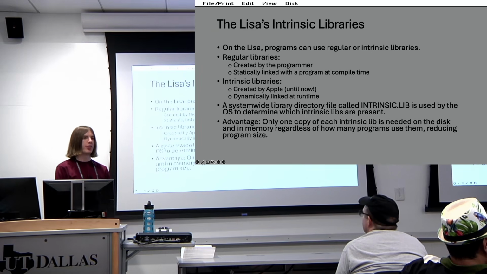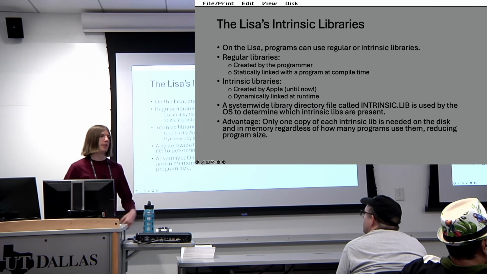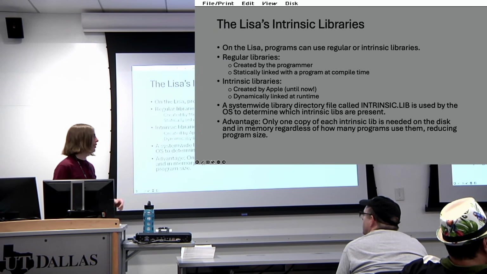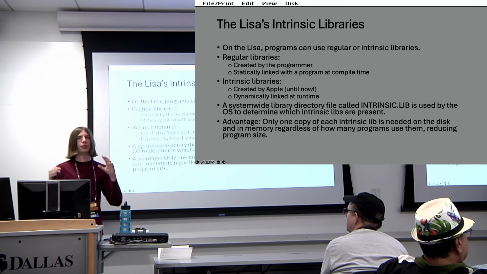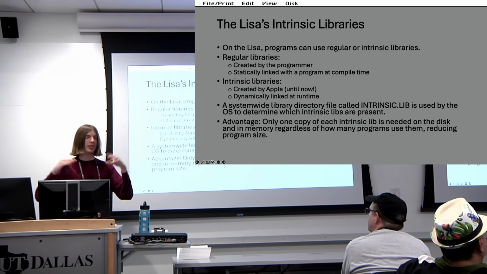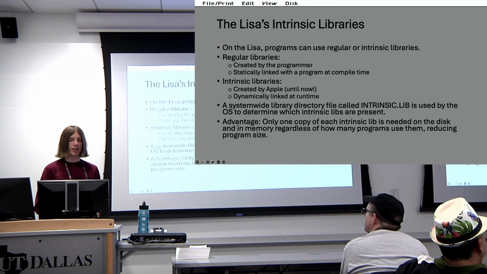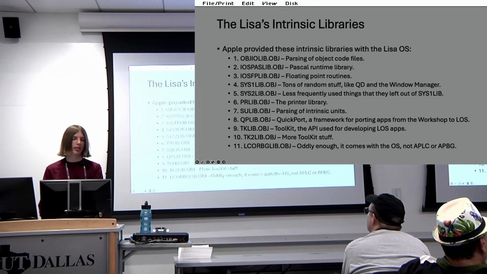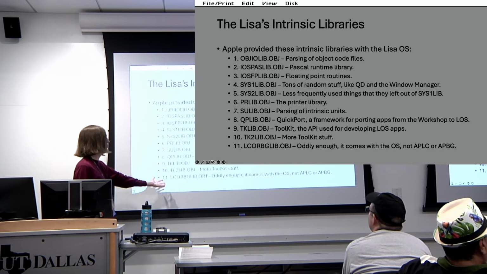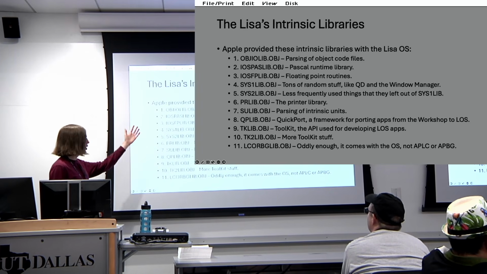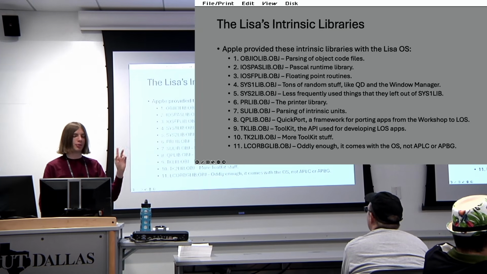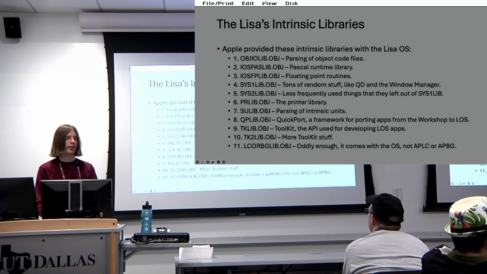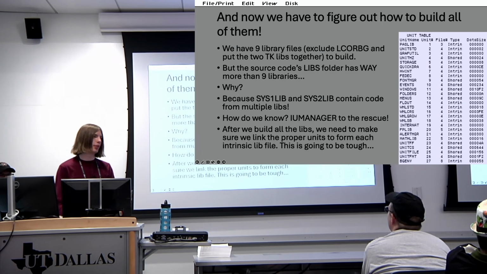All the intrinsic libraries stored on the system are entered into a directory file called intrinsic.lib that tells the OS where each library can be found, which ones are present to begin with, and what is contained inside each one. So we basically just need to generate all these. These are all the ones that are provided with the OS. I'm not going to talk about all of them, just read what they are. I don't have time to go into each one, but we will talk about building them in a second. We have to build all of them now.